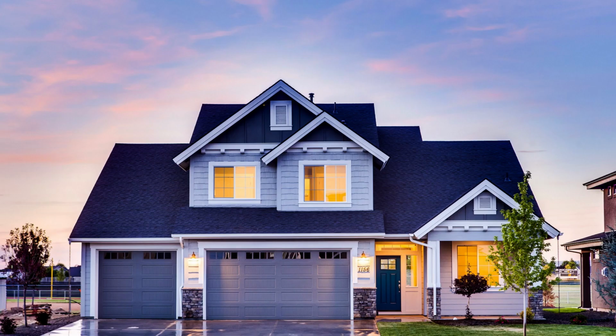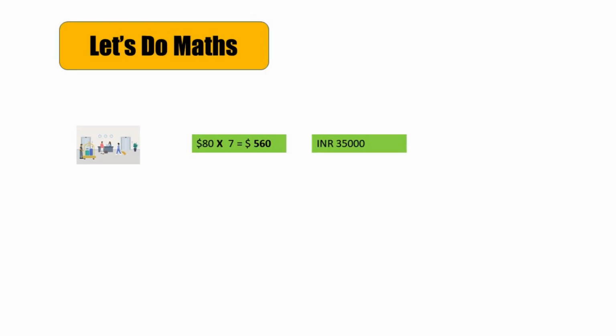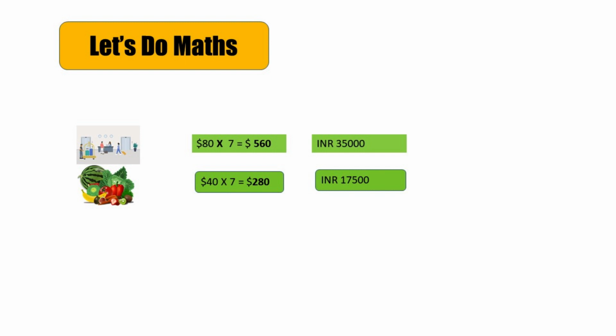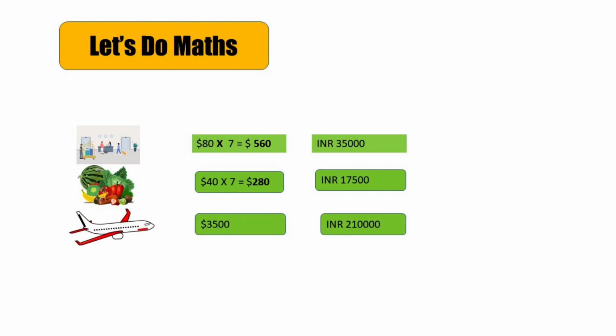So the first expense that I'm going to talk about is hotel expense. In general, you can assume that you will spend $80 a day, and if you are going there for a week's visit, let us say 7 days, you will spend $560 on hotel, and in Indian currency, this is roughly 35,000. Your food cost, let us say that every day you are spending $40. In a week, you will spend $280, which is 17,500 in INR. And your flight expense, this could be different for different countries, so you can do the maths on your own. I have calculated roughly $3,500, and in Indian currency, 2,10,000.